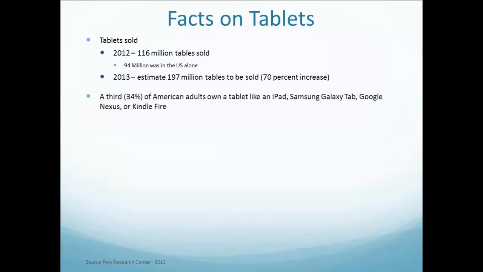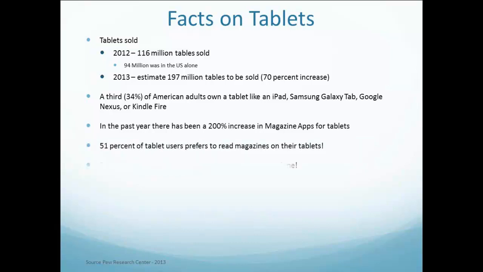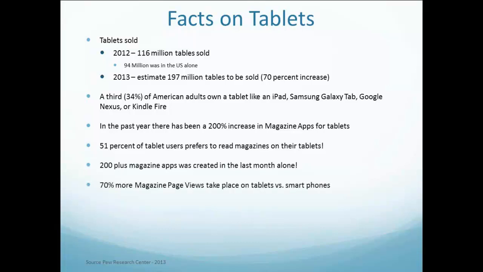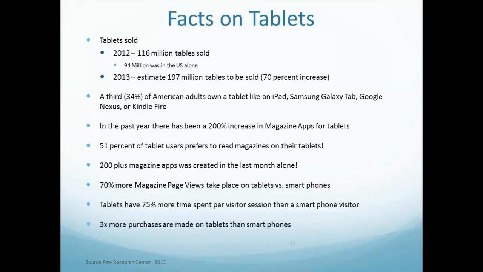Now, out of all these tablets, a third of American adults already own tablets like an iPad, Samsung, Google, or Kindle Fire. There's been a 200% increase in magazine apps for tablets. 51% of tablet users prefer to read magazines on tablets. This is simply because tablets are becoming more of a social or a leisure device than anything else. So when you sit on your couch in the evening, instead of having your big laptop with you, you now just grab your tablet and browse through. 200 plus magazine apps were created in the last month alone.